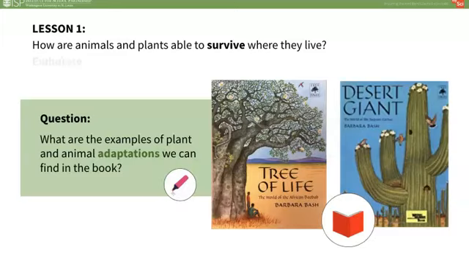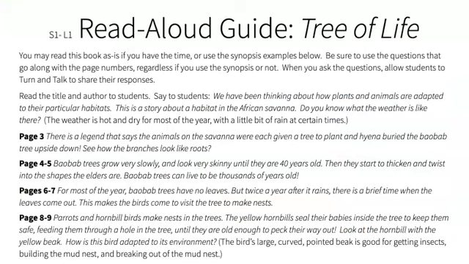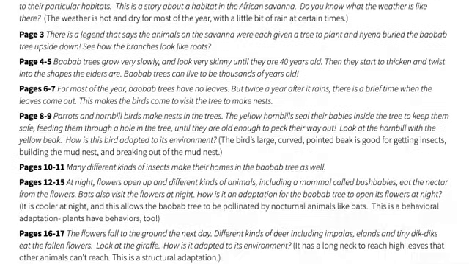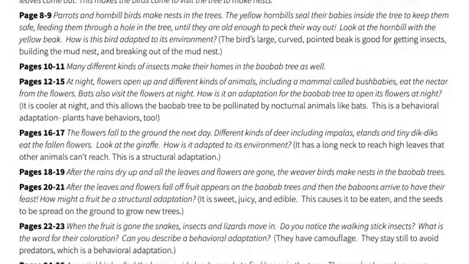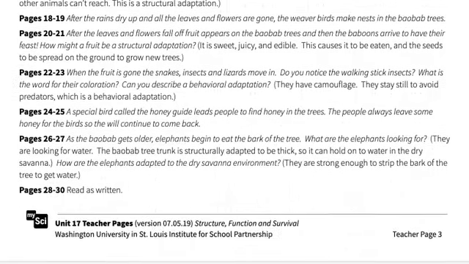The elaborate portion of this lesson is a read aloud of either book, Tree of Life or Desert Giant. Check your kit ahead of time to see which book you have been given. You'll find a read-aloud guide for both books in the teacher pages. This ELA connection will help you start a conversation about different adaptations that organisms need to survive and refer back to the lesson question, how are plants and animals able to survive where they live?